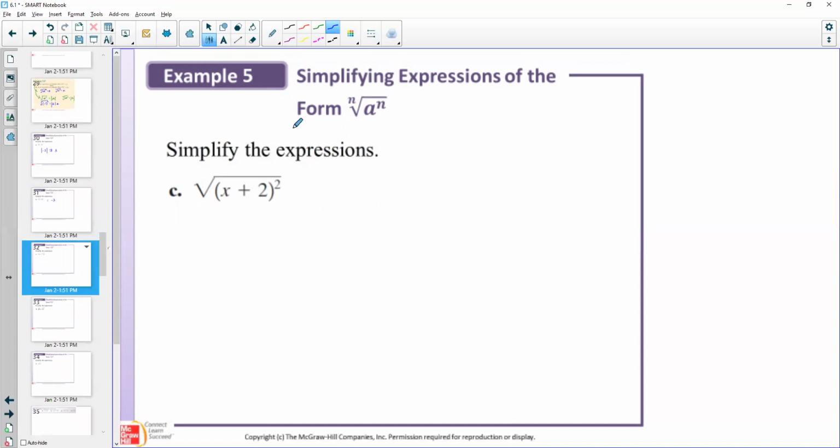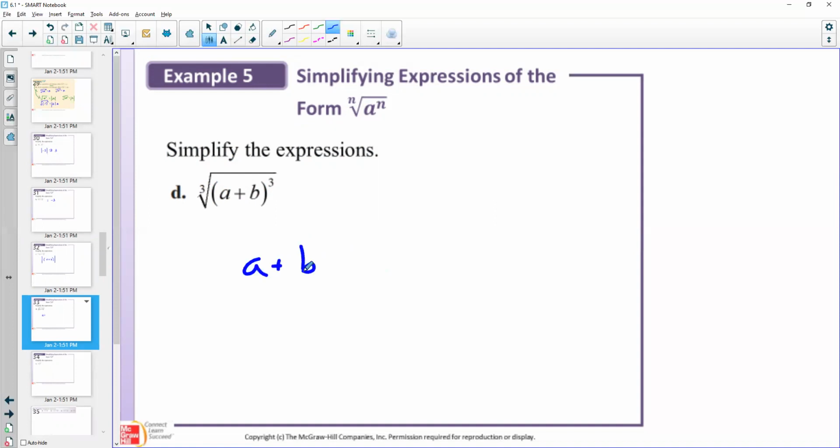What about this one? Don't overthink this. You don't have to square anything. The square root and the squared negate each other. They cancel each other out. So the answer here is just x plus 2. Oh, pardon me, the absolute value of x plus 2. Okay. These are cube roots. They cancel each other out. So the answer here, because they're odd, is just a plus b.